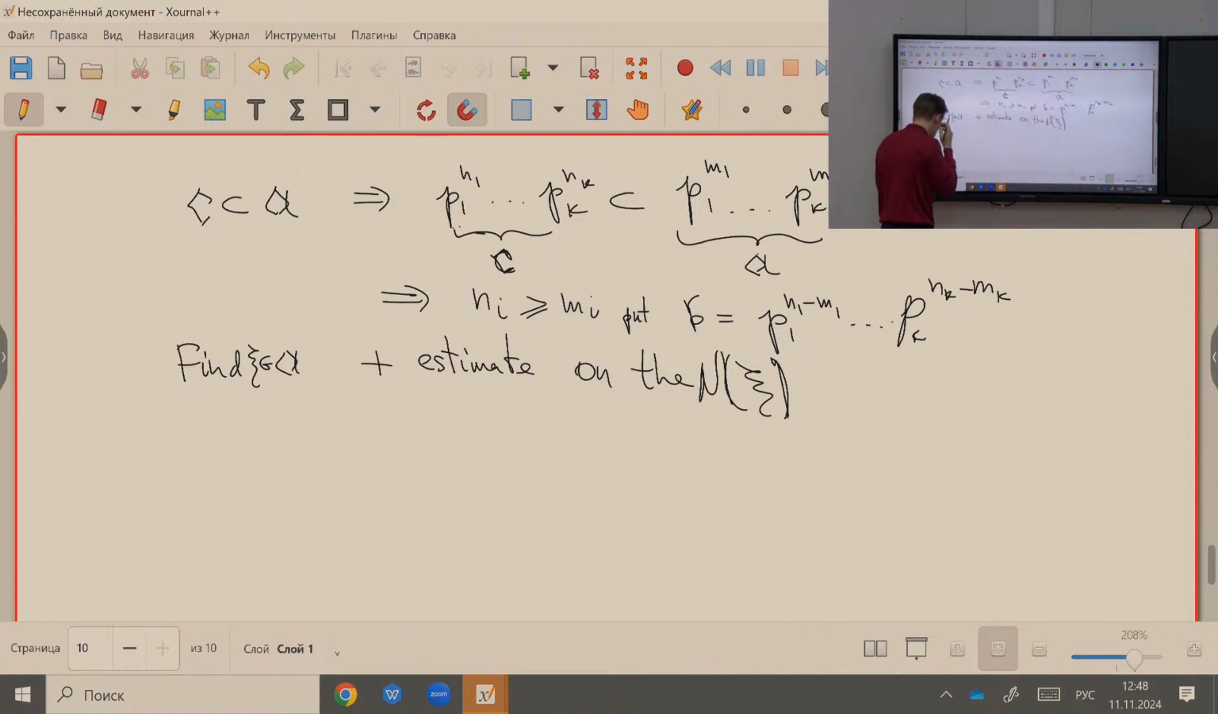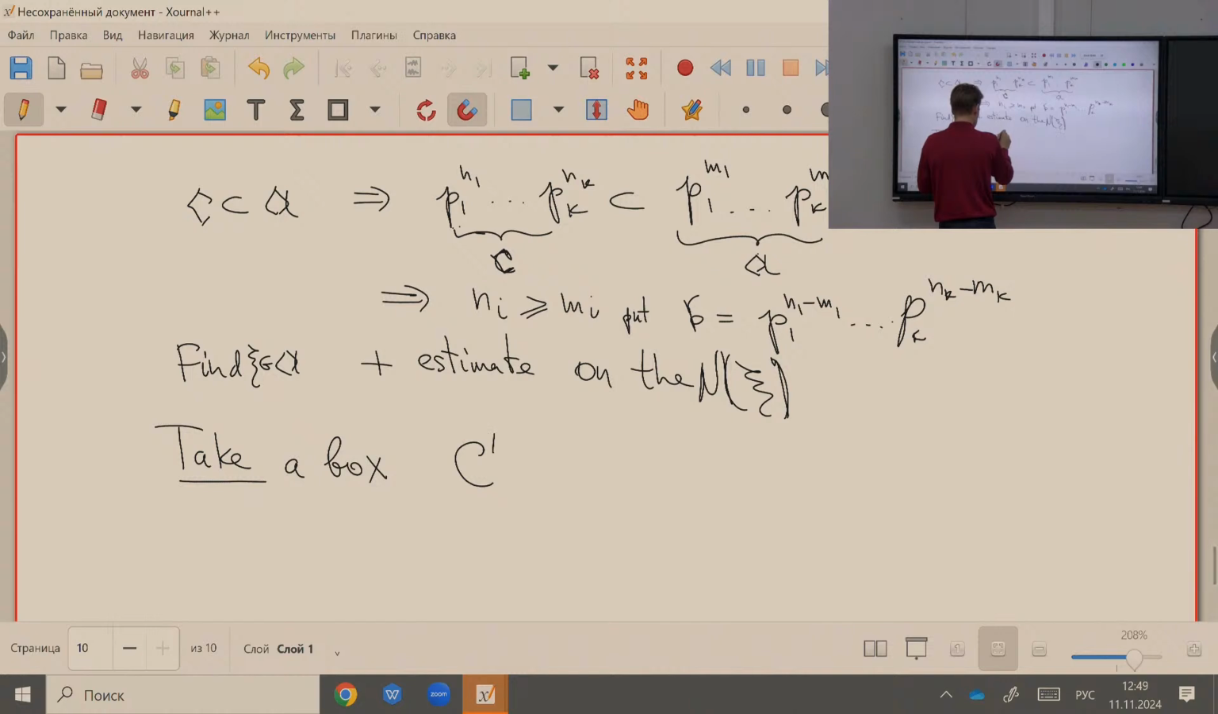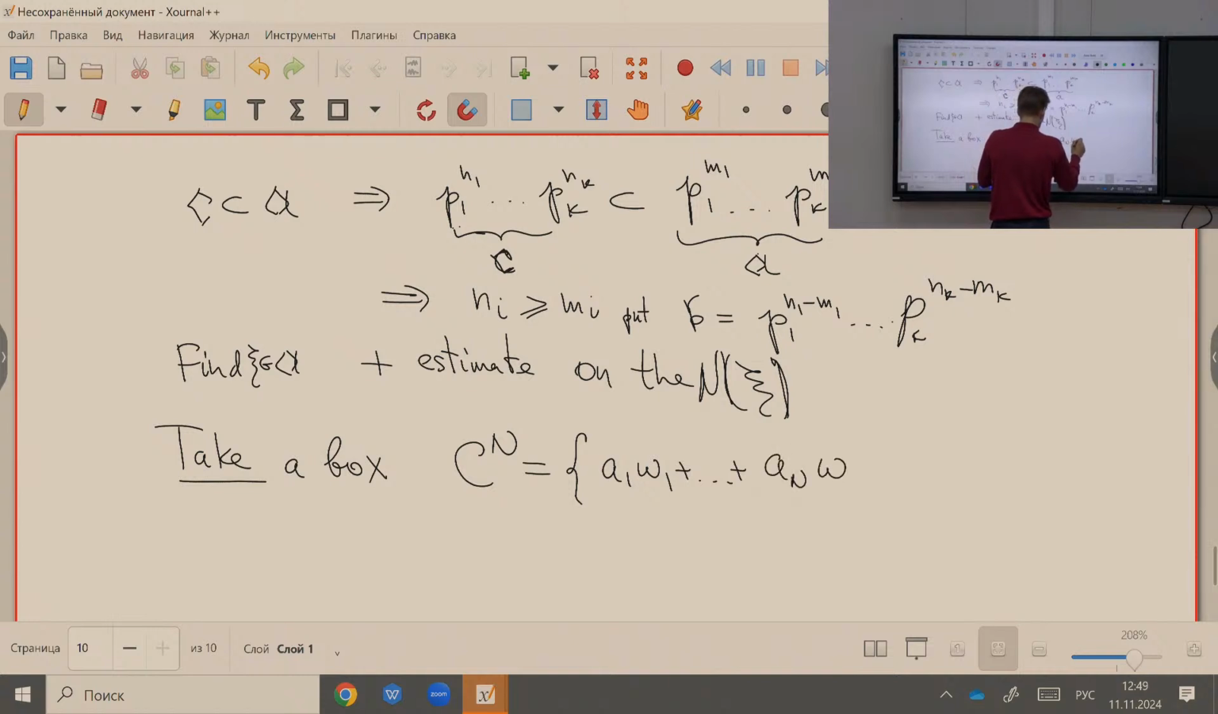And we shall do it via the Dirichlet principle. So take a box, we call it C^n. Yeah, so that is just a parallelepiped. We have a standard basis, and we shall just bound the coefficients.